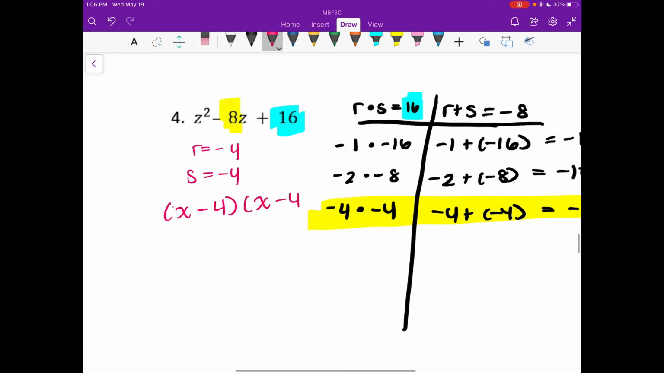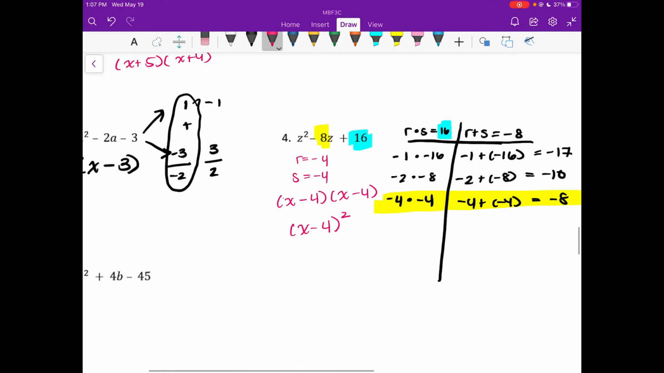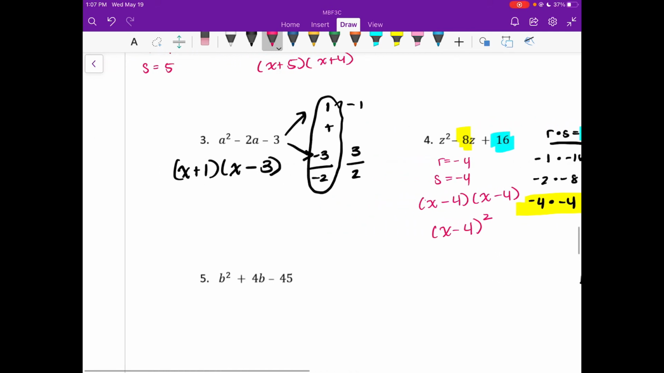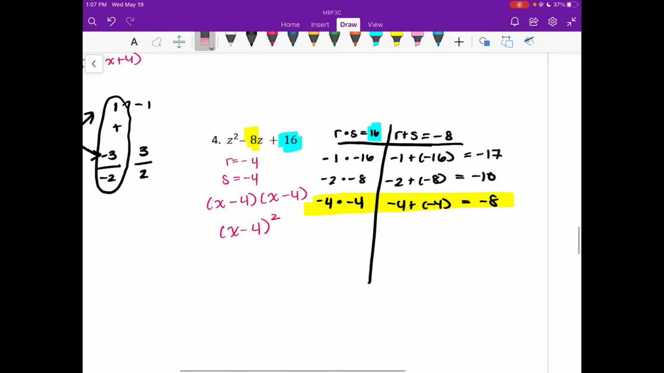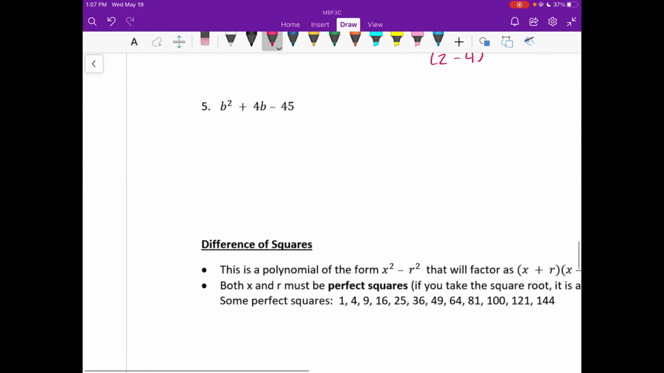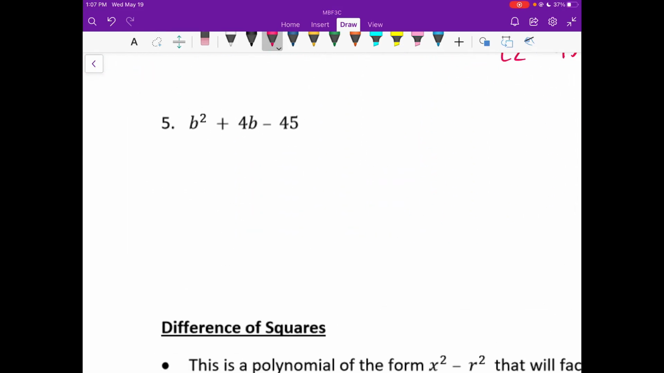Notice how these two brackets are the same, so I can also write this as x minus 4 squared. Cool. If you need to, you can pause the video and write that down. I'm sorry, this shouldn't be x, it should be z, because you want to make sure you're using the variable from the equation. So it should be z minus 4, sorry, z minus 4 squared. Sometimes I forget.